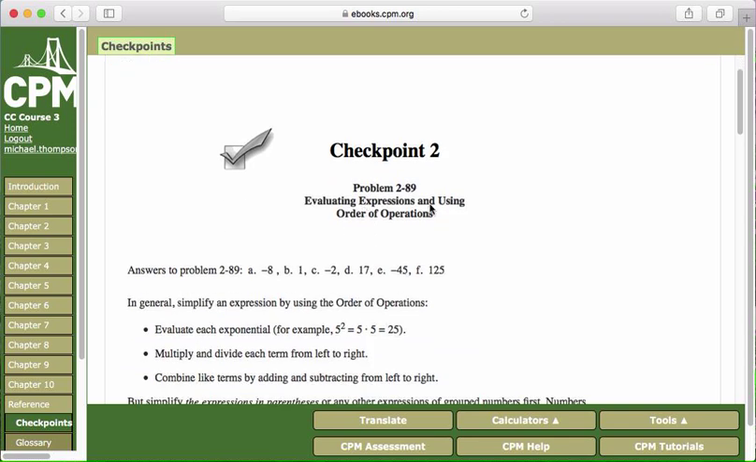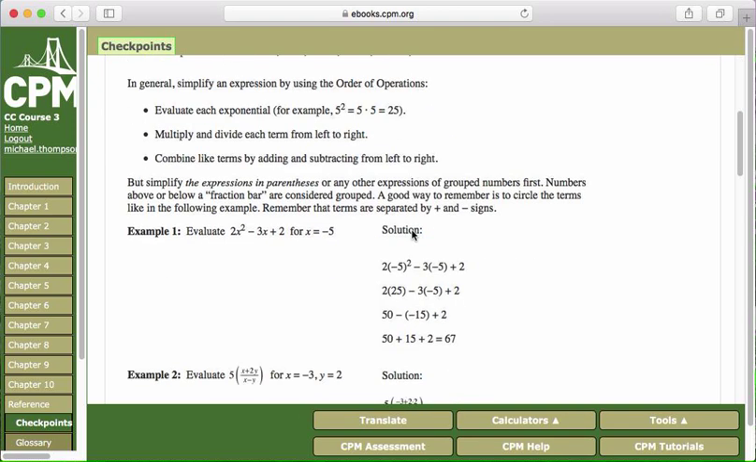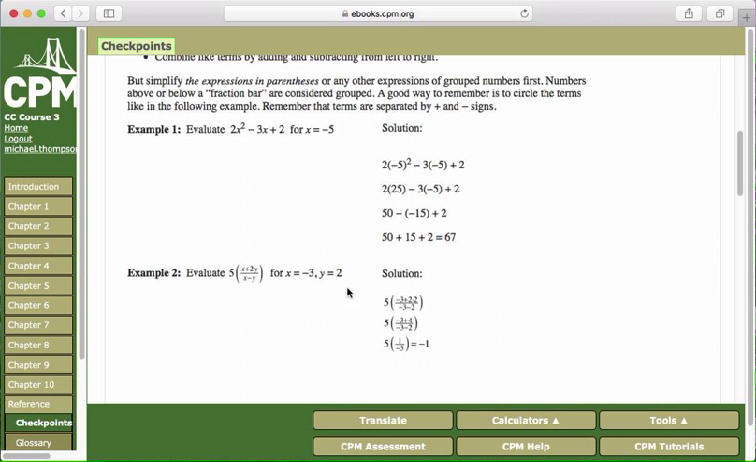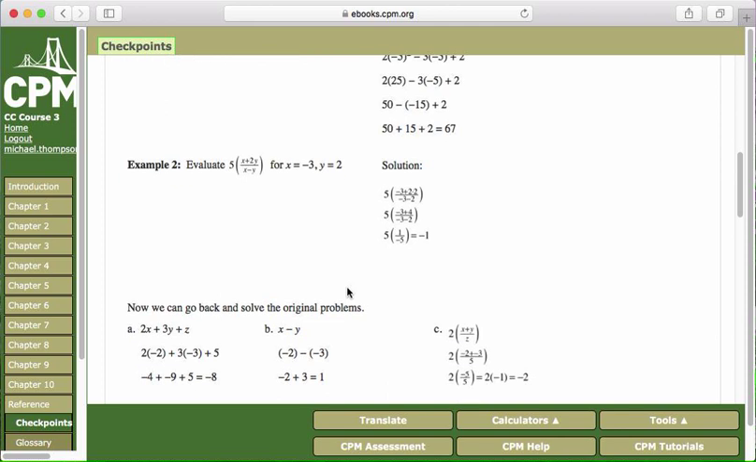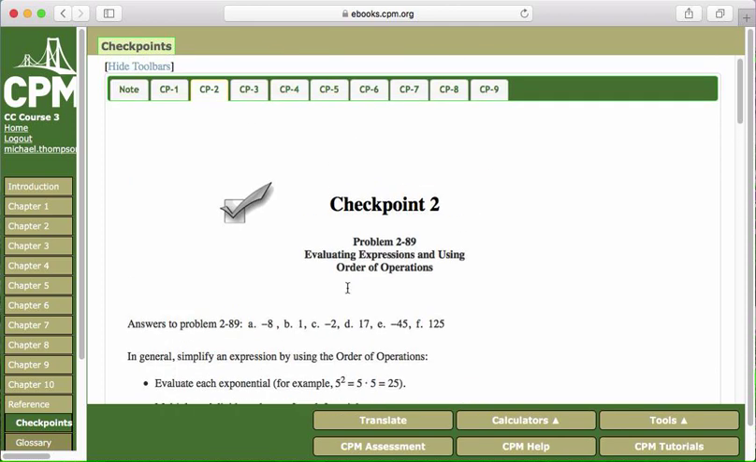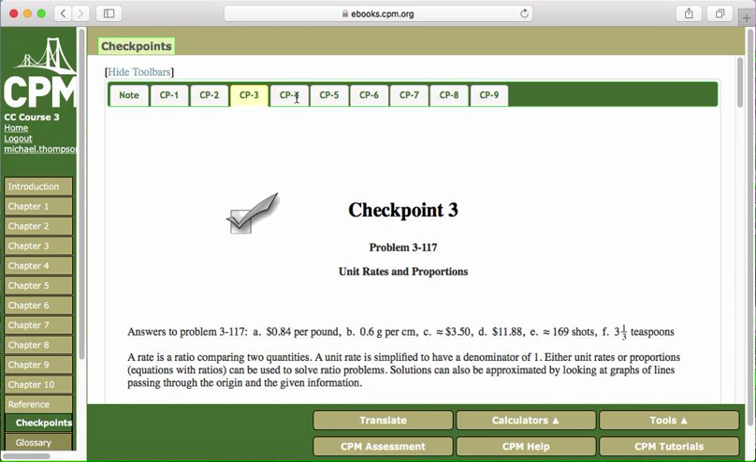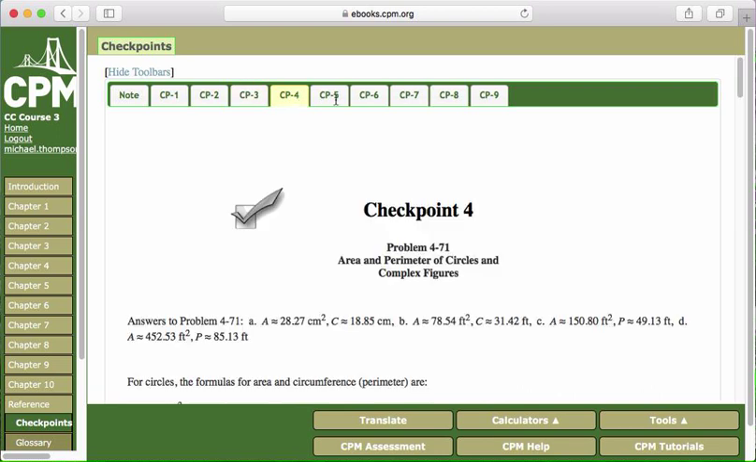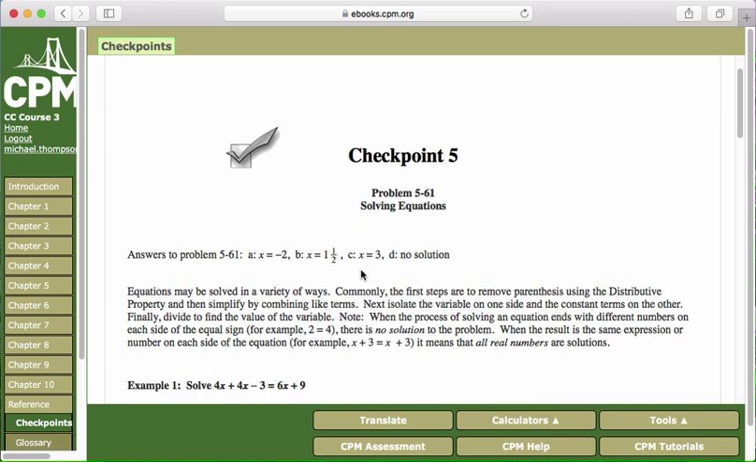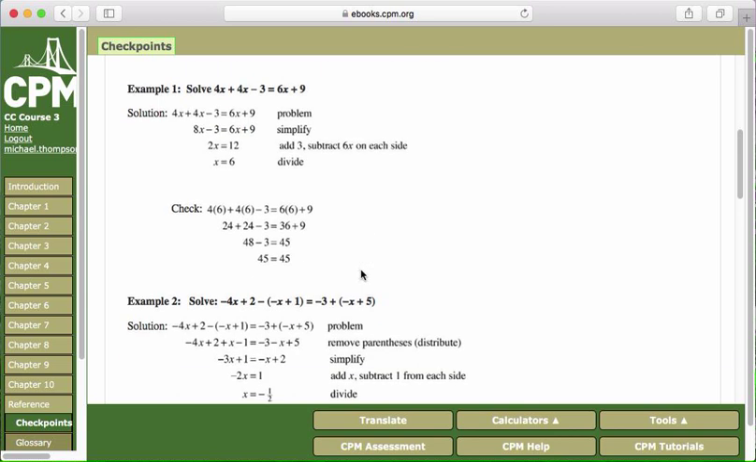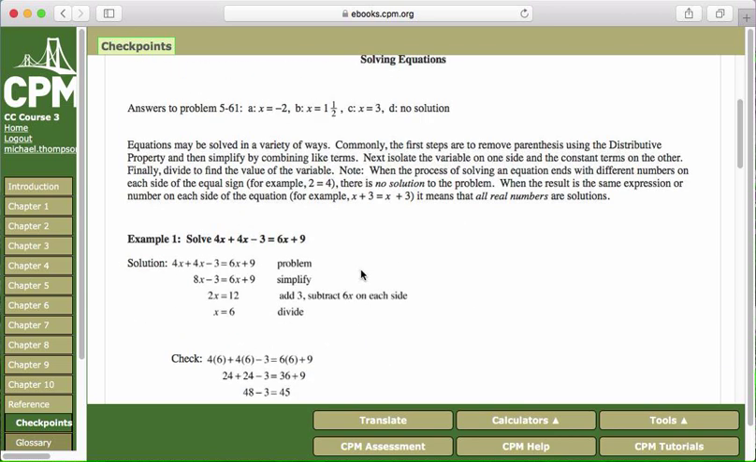And this is evaluating expressions and using order of operations. All this stuff is stuff that you should already know. And I know, being your teacher, that you don't. That's why we have these checkpoints here. That's why there's only 9 of them. And that's why CPM has created this document for you to use. So this is just a brief overview of how to do that.